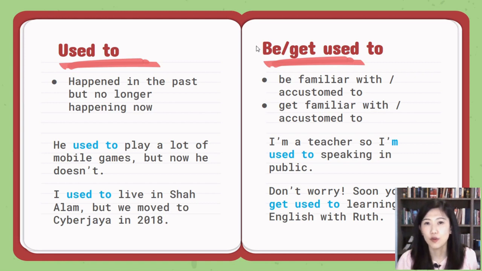On the other hand, the form be or get used to, the used to here means more like accustomed to or familiar with. For example, I'm an English teacher, so I'm used to speaking in public. I'm very accustomed to speaking to people. Another sentence, don't worry, you'll soon get used to learning English with Ruth. You will slowly get more and more familiar with the format.